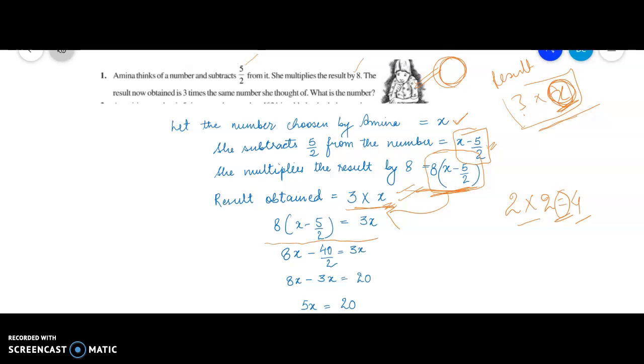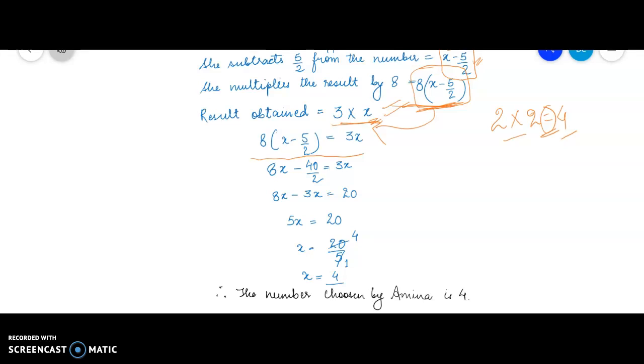Now see here, 3x is here, and here the x is enclosed in a bracket with minus 5 by 2. So here we will use the distributive property. You know what the distributive property is. So 8x minus 40 by 2, or say 20, is equal to 3x. So 8x minus 3x, why 3x here? Because I have transposed 3x to the left hand side, is equal to 20, and I have transposed this minus 20 to the right hand side, so it becomes plus 20.